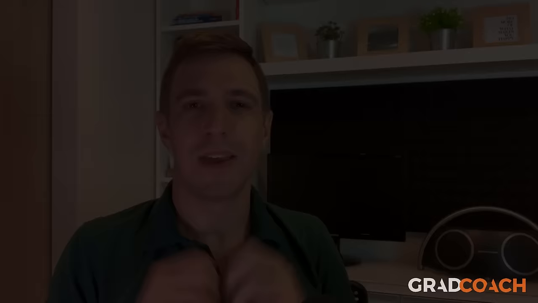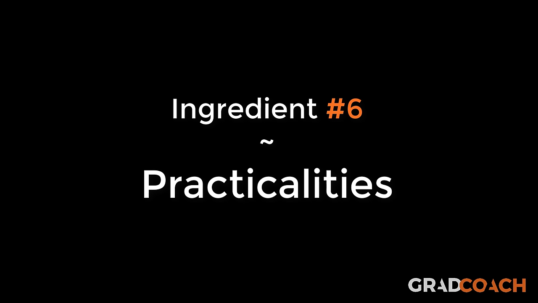Ingredient number 6 is practicalities. Now, practicalities can be a few different things. It can vary from school to school, university to university. I'm bundling a few different things into ingredient number 6. Essentially, we're talking about anything that relates to the practical components, the implementation, the pulling off of your research project.